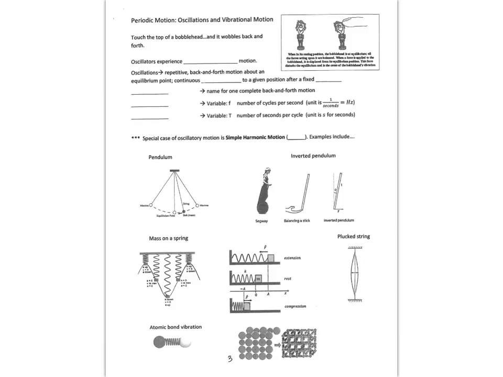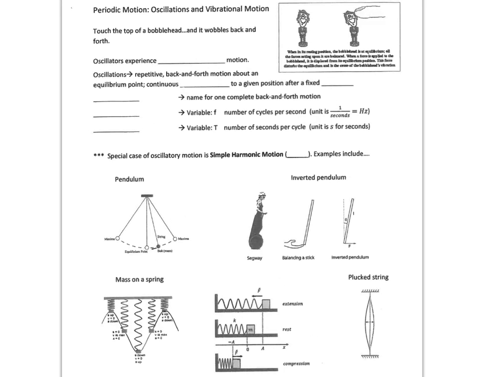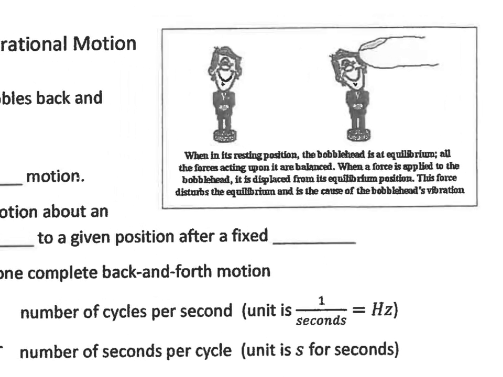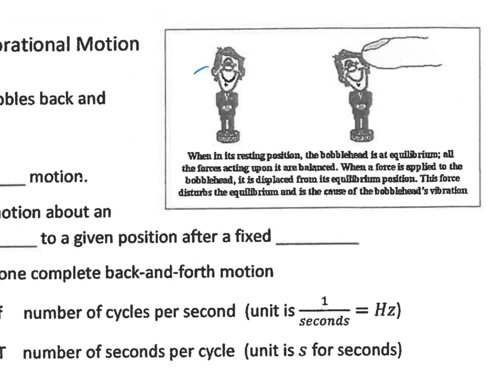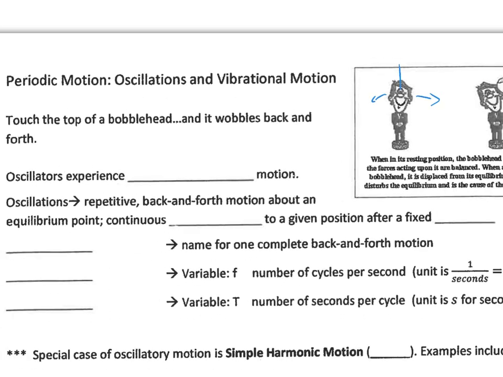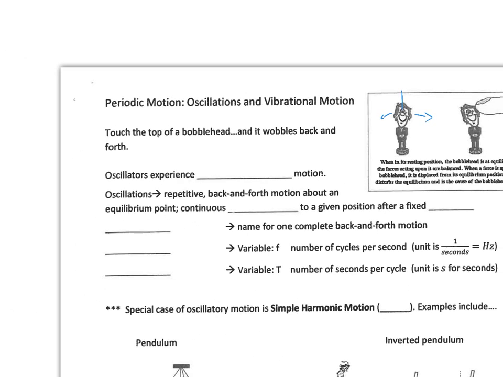Let's go to the next page. So, where do we start? Have you ever heard of a bobblehead? The little toy that when you flick the head wobbles back and forth, but it has a rest position, and so do pendulums, and so does anything that oscillates. So an oscillator is anything that experiences periodic motion. Periodic is an adjective that means repeating itself in a fixed amount of time.